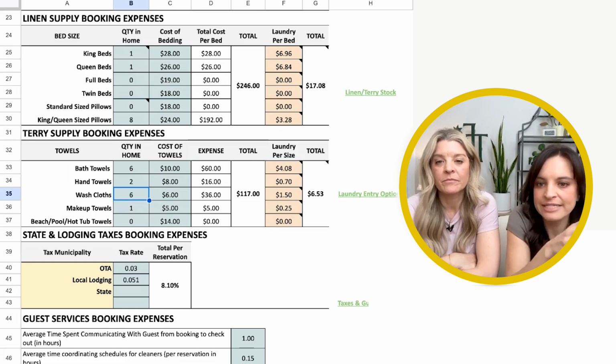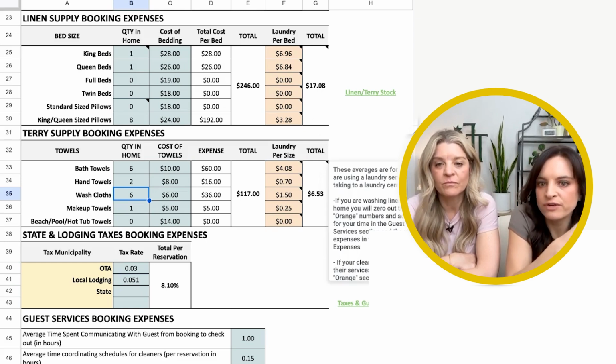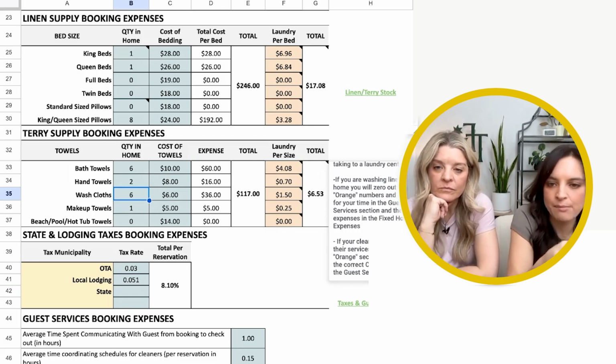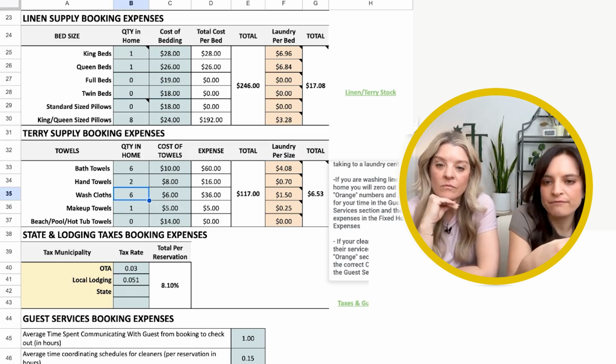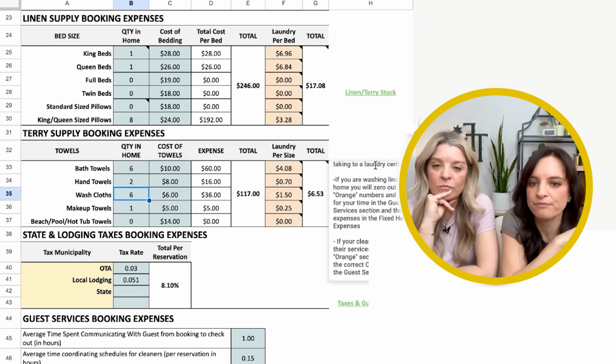Okay. And so you're going to get an idea of how much it costs you. Here we have the averages for those that are using a laundry service or taking to a laundry center. So we have this average built in. You can call a laundry center yourself in your area and see how much it would cost for this amount of weight. Usually they do it by weight. To get your cost. Maybe you do it at home, and you can just time it and look at your water bill. You can get these things figured out.